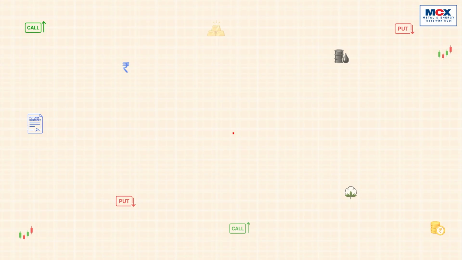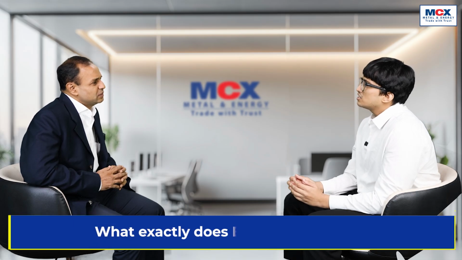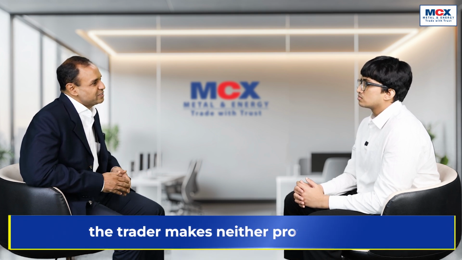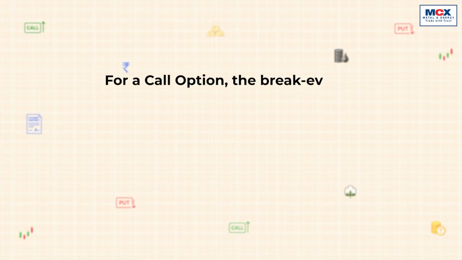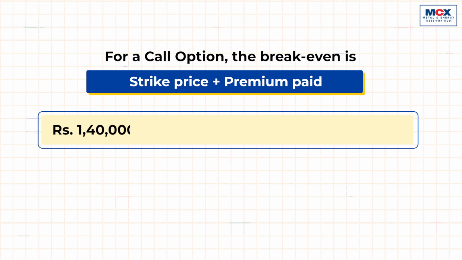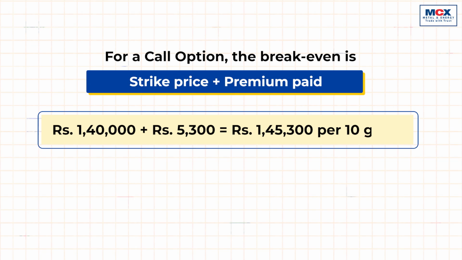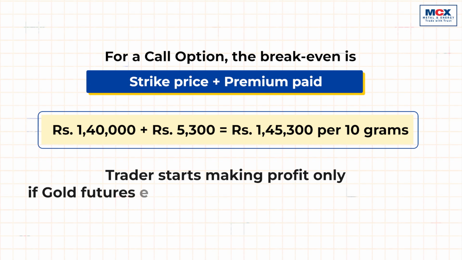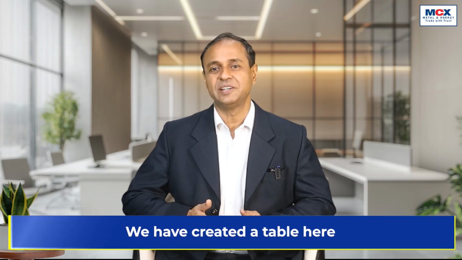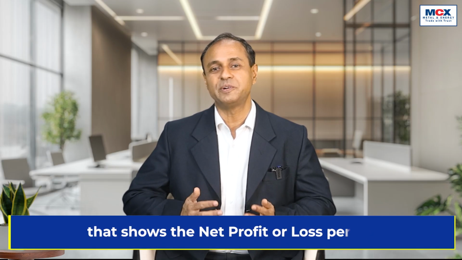Yes, that's right. Break-even price. What exactly does break-even mean? The break-even price is the price at which the trader neither makes profit nor loss. For a call option, the break-even is strike price plus premium paid. Here, 1,40,000 plus Rs 5,300 equals Rs 1,45,300 per 10 grams. So the trader starts making profit only if the gold futures expire above Rs 1,45,300 per 10 grams.